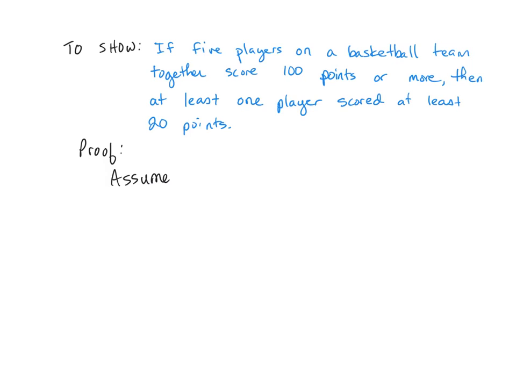So let's label for a second our 5 players as A, B, C, D, and E, just for the sake of argument. Our assumption then is going to be that A must have scored less than 20 points, B scored less than 20 points, C scored less than 20 points, D scored less than 20 points, and E scored less than 20 points. Okay, so we're assuming the opposite of the conclusion of that statement.